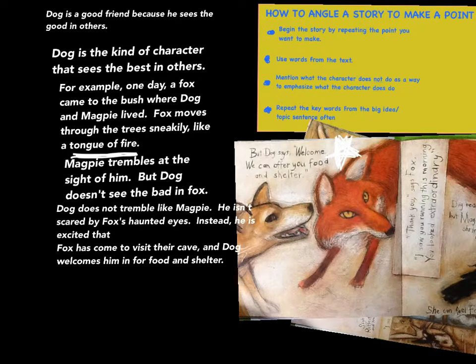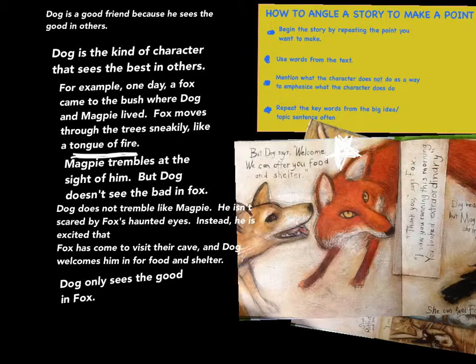So here, Dog does not tremble like Magpie. He isn't scared by Fox's haunted eyes. Instead, he is excited that Fox has come to visit their cave, and Dog welcomes him in for food and shelter. And finally, I want to repeat the same key words or big idea from the topic sentence above. So I would again say, Dog only sees the good in Fox. Now putting that all together makes an excellent supporting story to support the idea that Dog is a good friend because he sees the good in others.